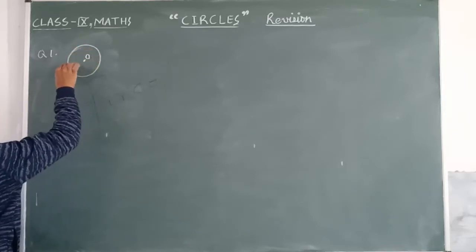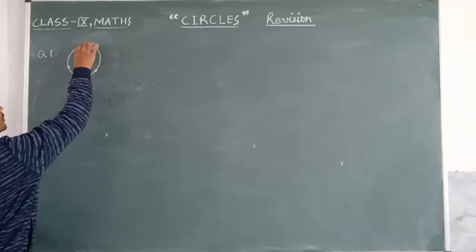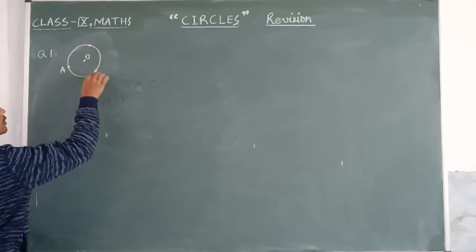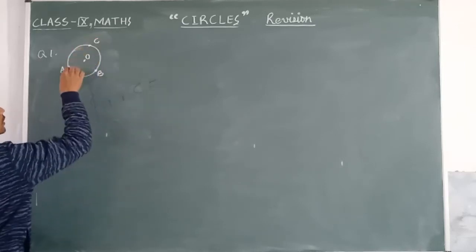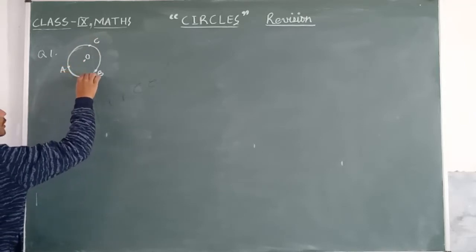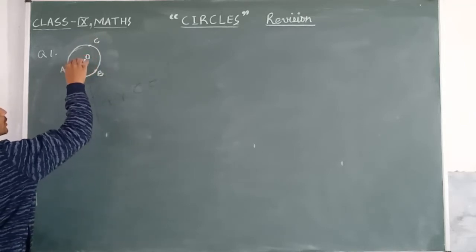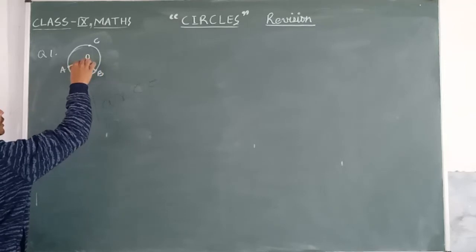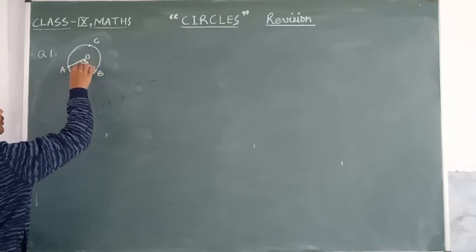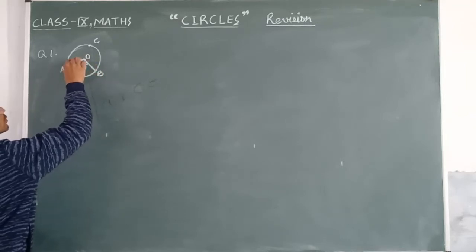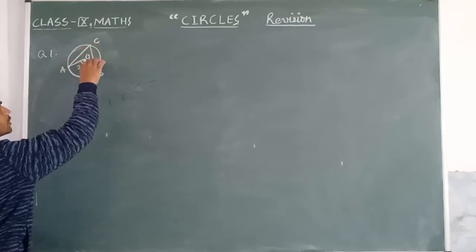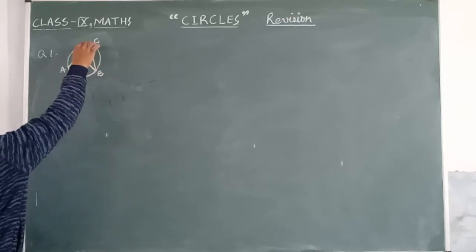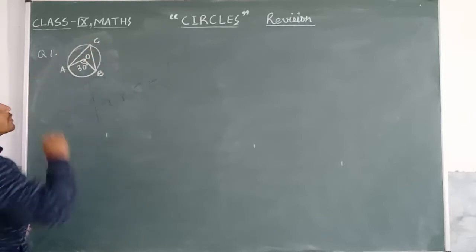and a number of points A, B, C are lying on it such that the angle subtended by this arc AB at the center, this AOB, we are given 30 degree. For such a case, we have to find the angle subtended by the same arc AB at point C on the remaining part of circle.